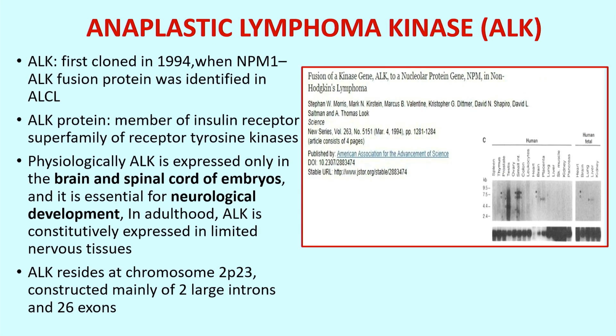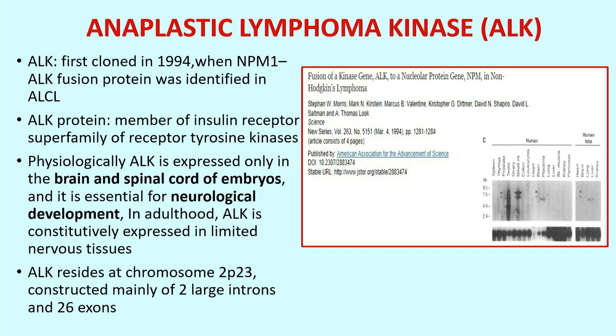So it is the history of ALK. It was first cloned in 1994 when NPM1-ALK fusion protein was identified in anaplastic large cell lymphoma, and from this it got the name ALK. It is a protein which is a member of the insulin receptor superfamily of receptor tyrosine kinases. Physiologically, it is expressed only in the brain and spinal cord of the embryos. It is essential for neurological development, and in adulthood, it is constitutively expressed in limited nervous tissue. So mainly it is expressed in brain, spinal cord or nervous tissue, not anywhere else.